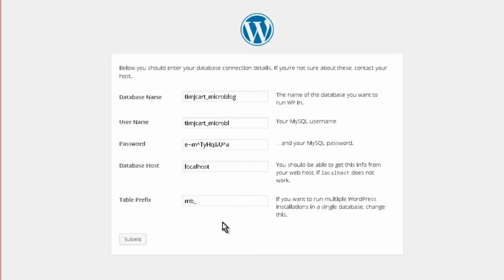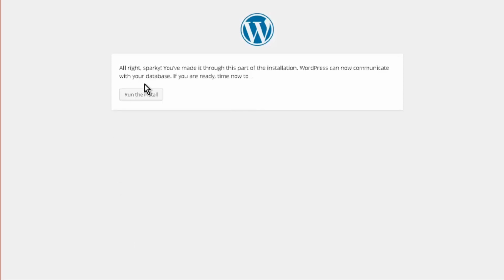The reason this is here is so that you can install multiple WordPress blogs into one database. So if your server only allows you a small number of databases or one database, you can put all of your WordPress installs in one single database just by having different table prefixes at the front here. Okay, so let's submit, and then run the install.